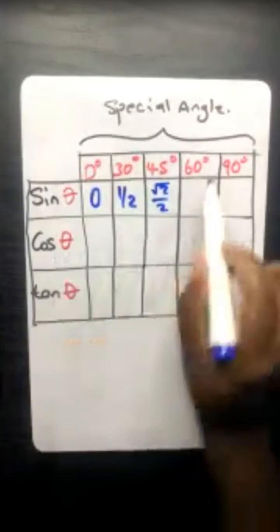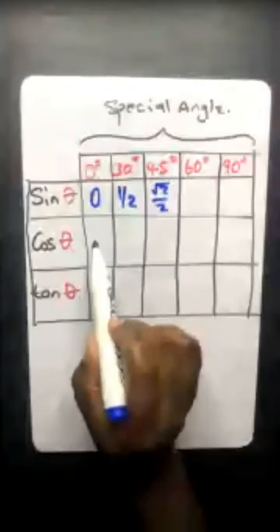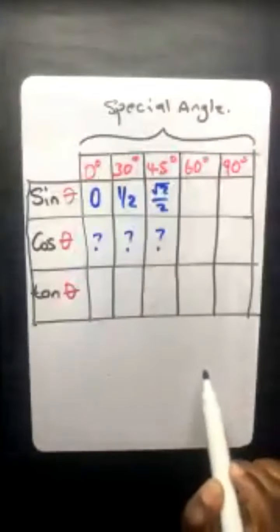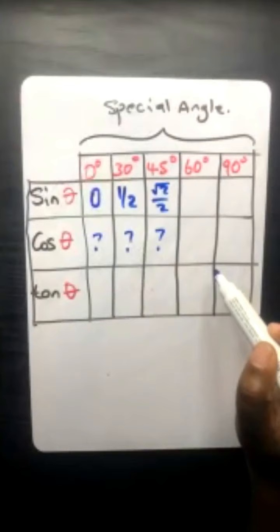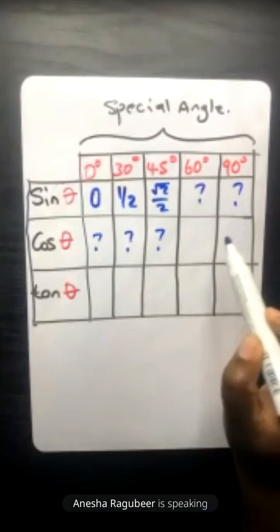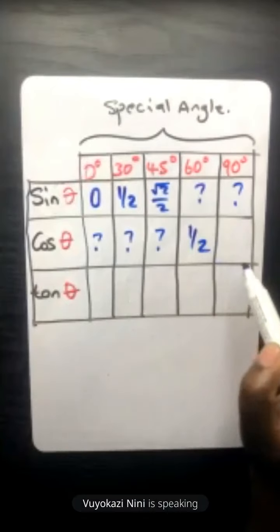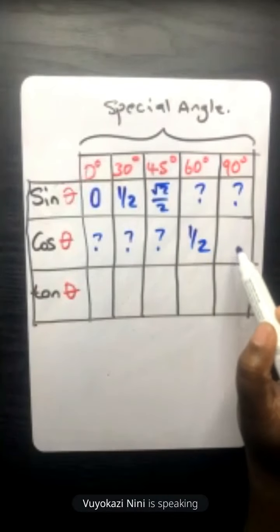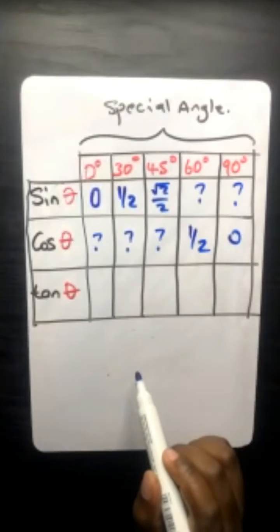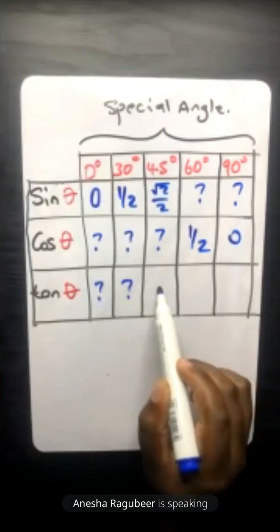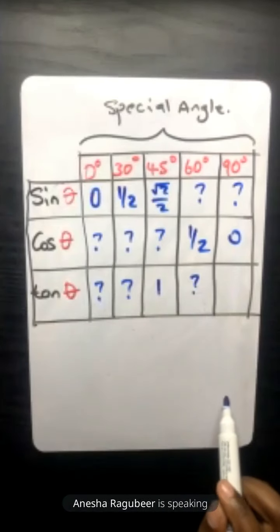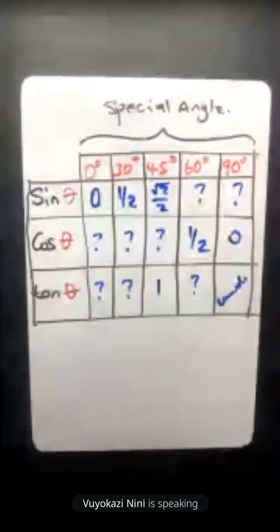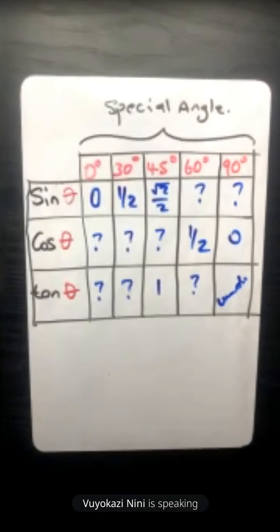Let's do cos. What is cos 60? So you are going to test all of those and check if you find the same that I sent in the group. So what is cos 60? Half, sir. Cos 90? It's 0. So what is tan 45? 1, sir. What is tan 90? Undefined. Undefined, 100%. So guys, I hope you fully understood that part.